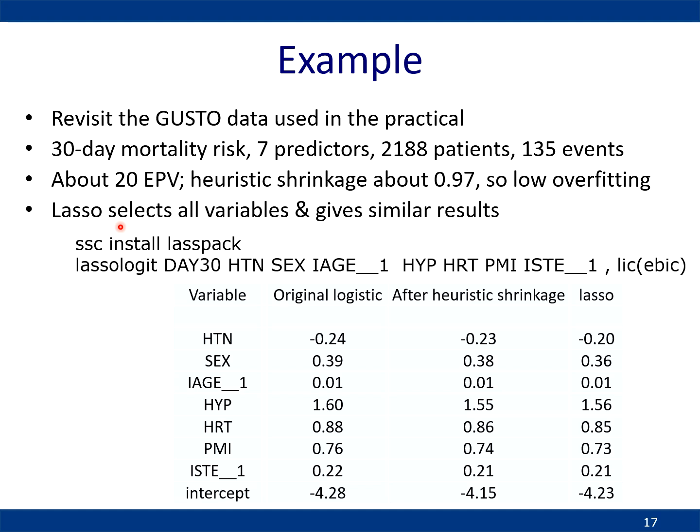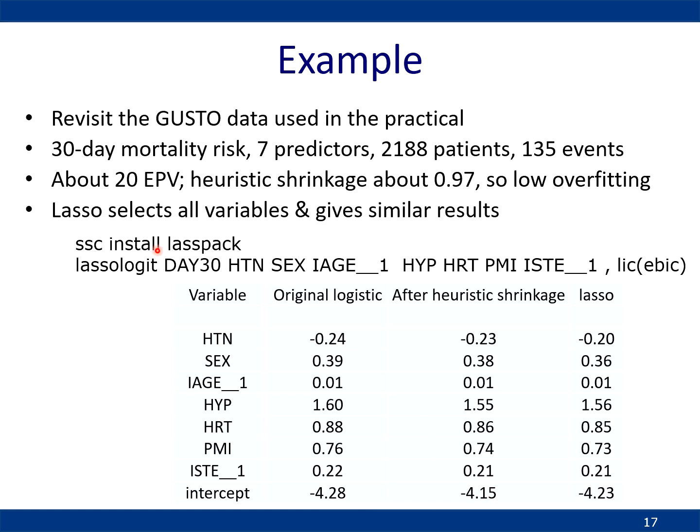Let's have a look to see how Lasso does compared to the original approach that we've used of just forcing in all the predictors. So these are our 7 predictors plus the intercept term. This is our original model, we just fit a logistic regression. If we fitted a heuristic shrinkage following our unpenalized standard maximum likelihood estimation, we apply that 0.97 to these beta effects, and we get some very slight shrinkage, but not much. For example, 0.39 goes down to 0.38, and we revise the intercept slightly.